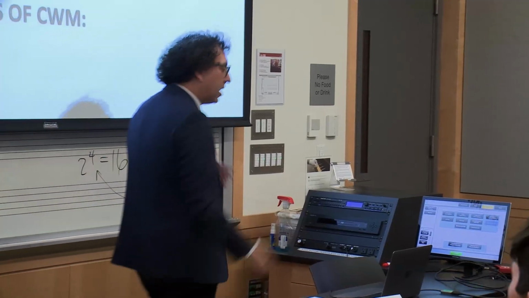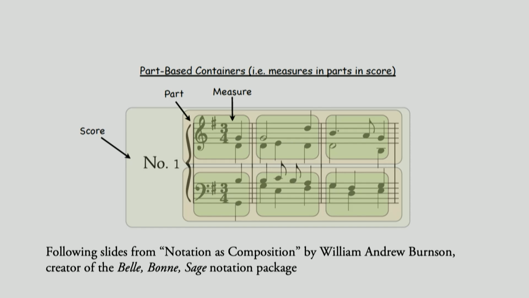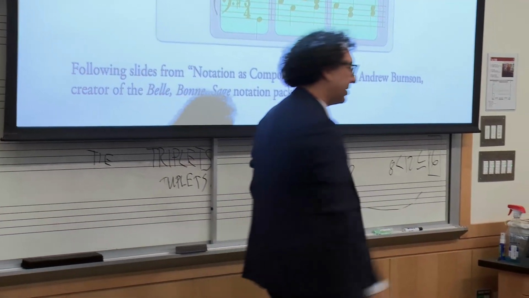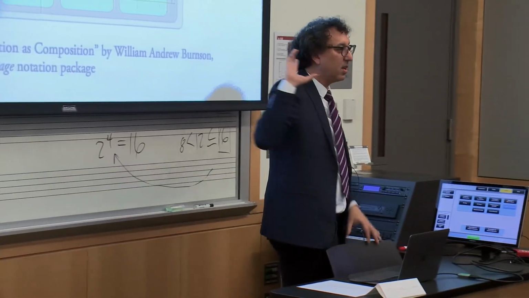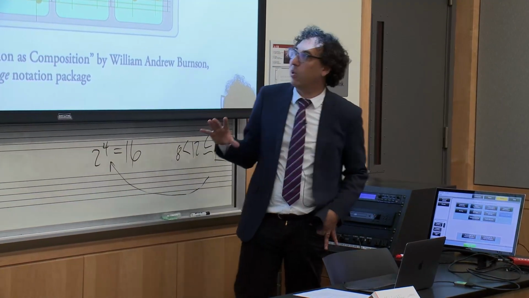Okay, so we've been thinking a lot about the common Western music notation in sort of general terms. Now I want to think a little bit about computer representations. And again, these are slides that I'm borrowing from a composition package named Belle Bon Sage, named after that piece in the shape of the heart. So we talked about this extremely fast on day one, but I want to slow down a little bit more.